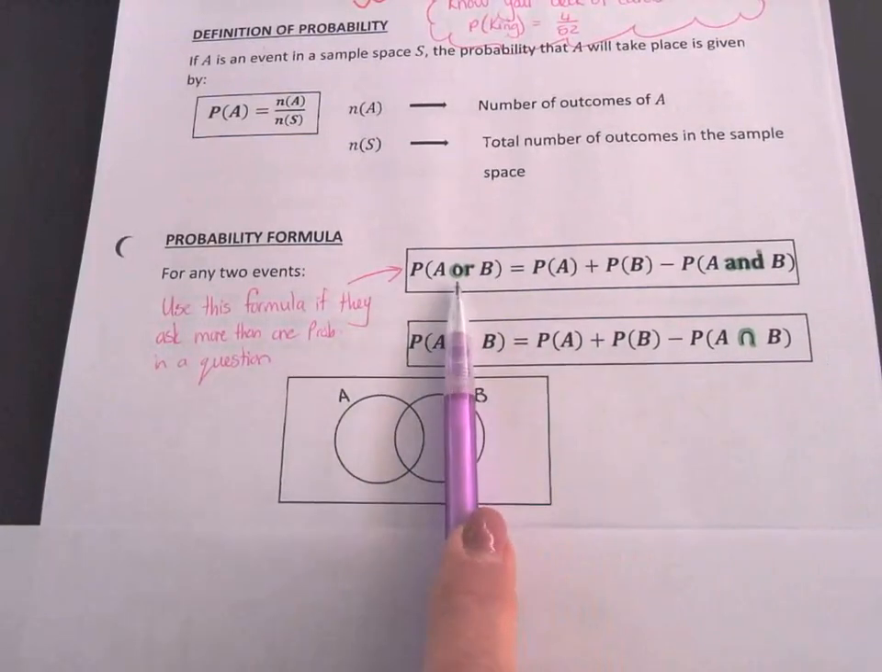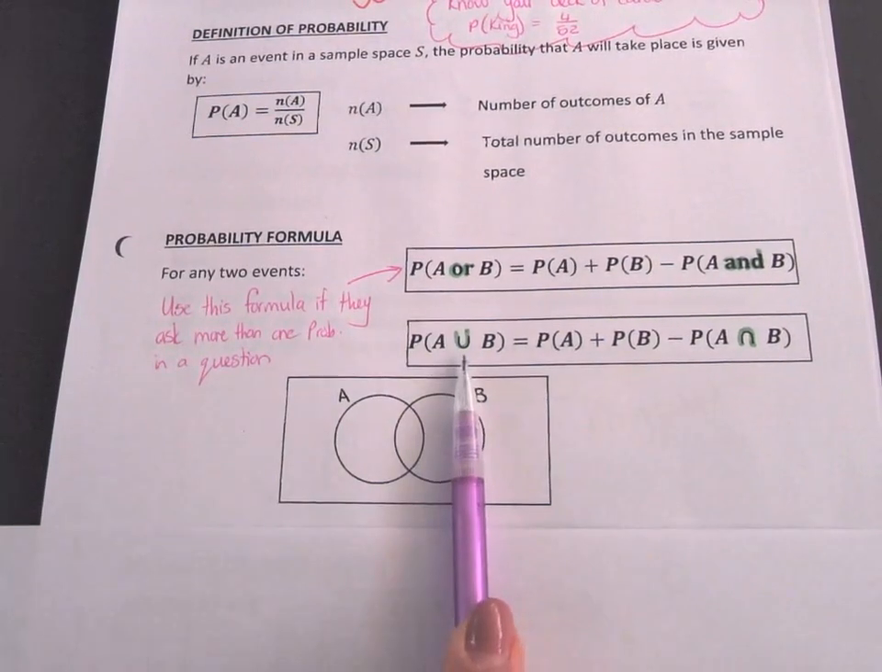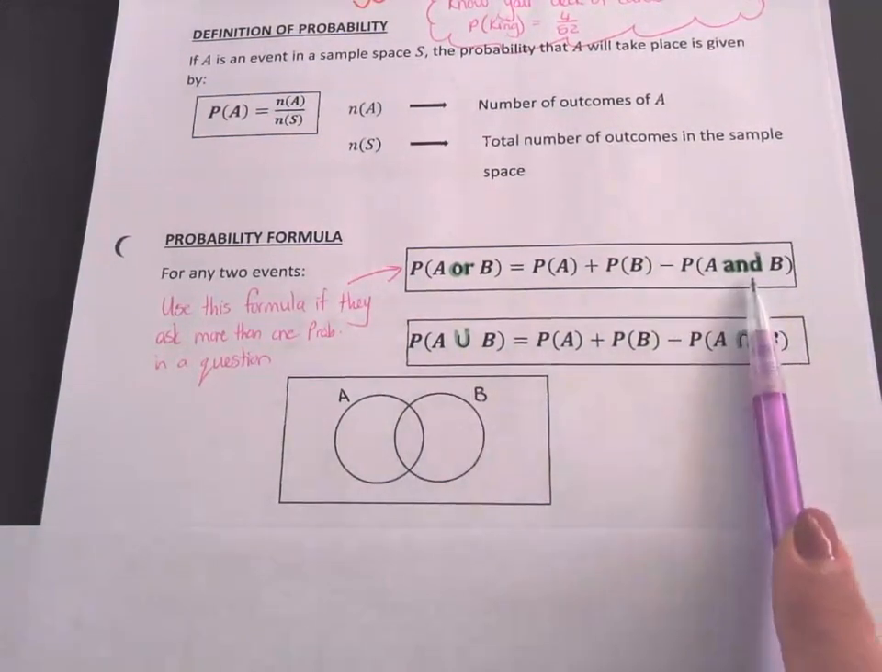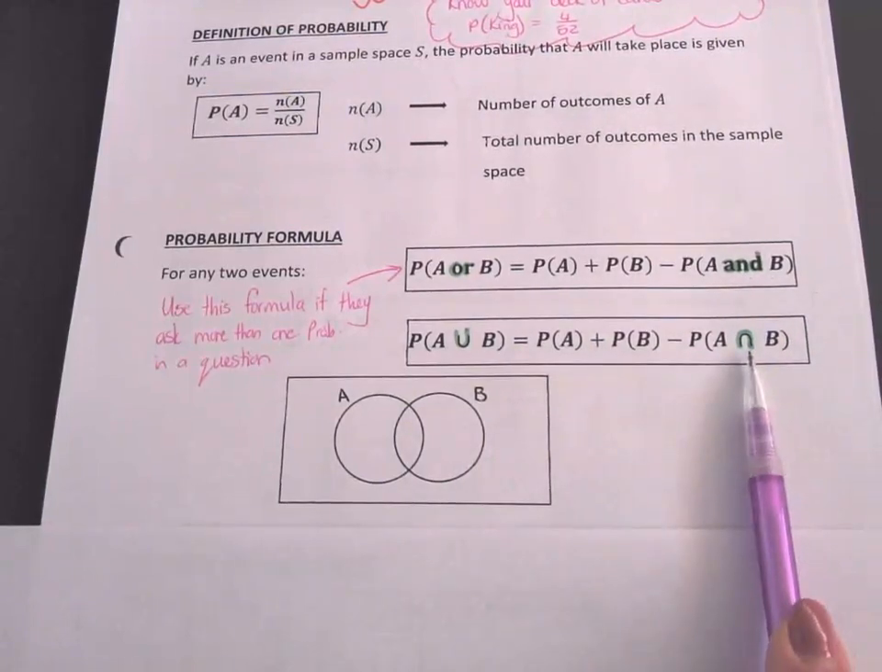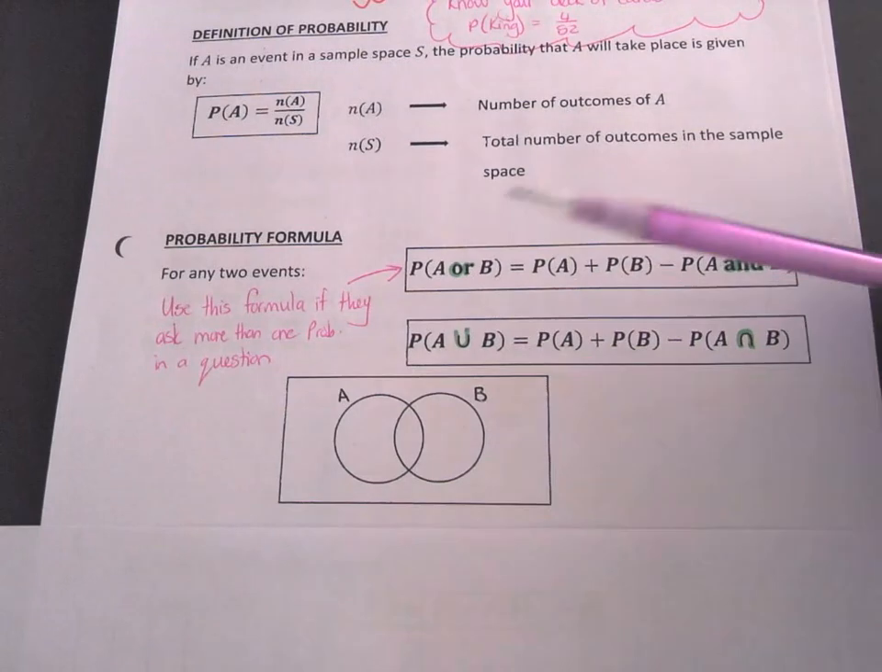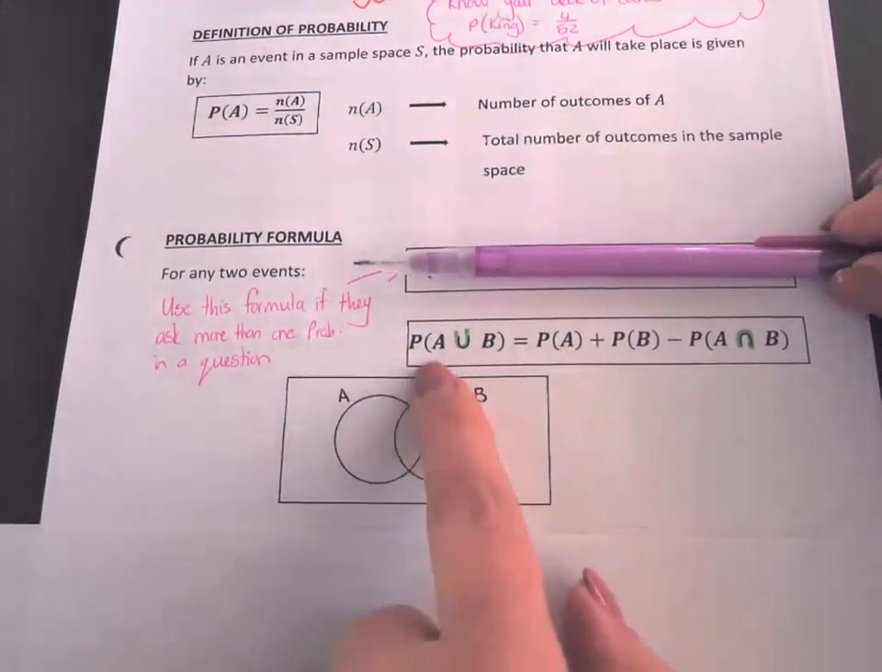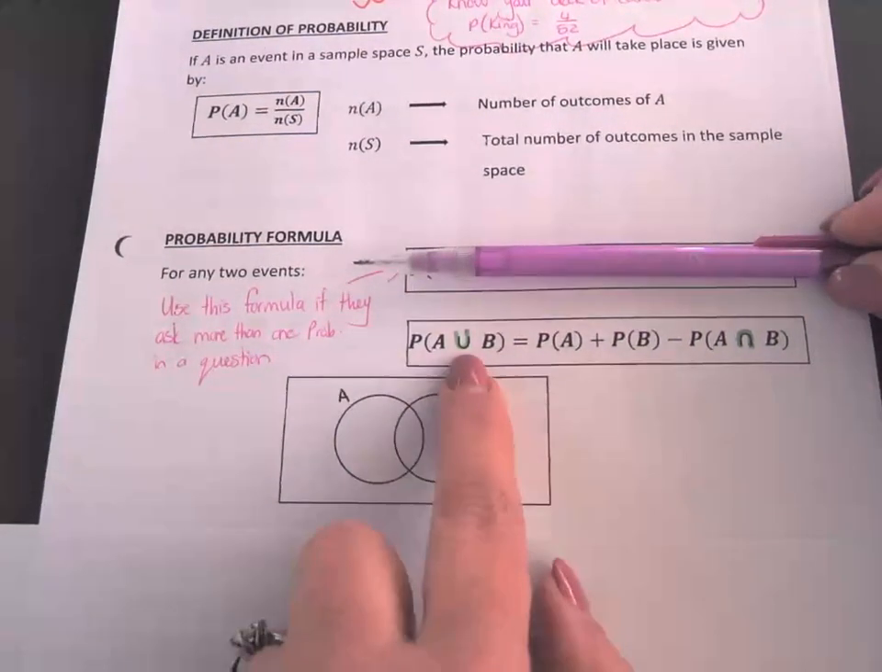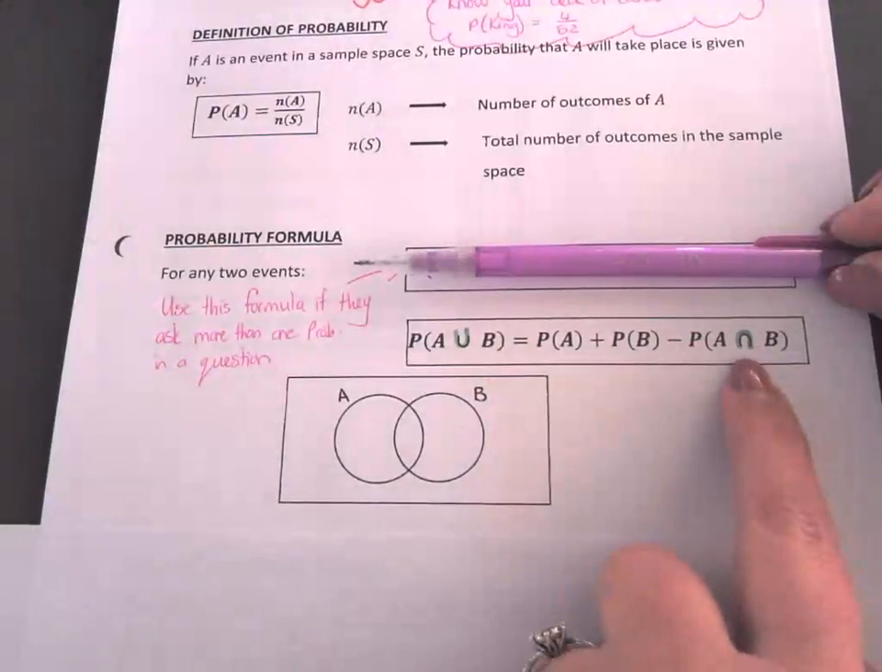Now, the OR in this formula has a mathematical symbol, and it looks like that. And the AND has another mathematical symbol, and it looks like that. So in a question, if I give you that part, you should know that this is OR and that is AND.